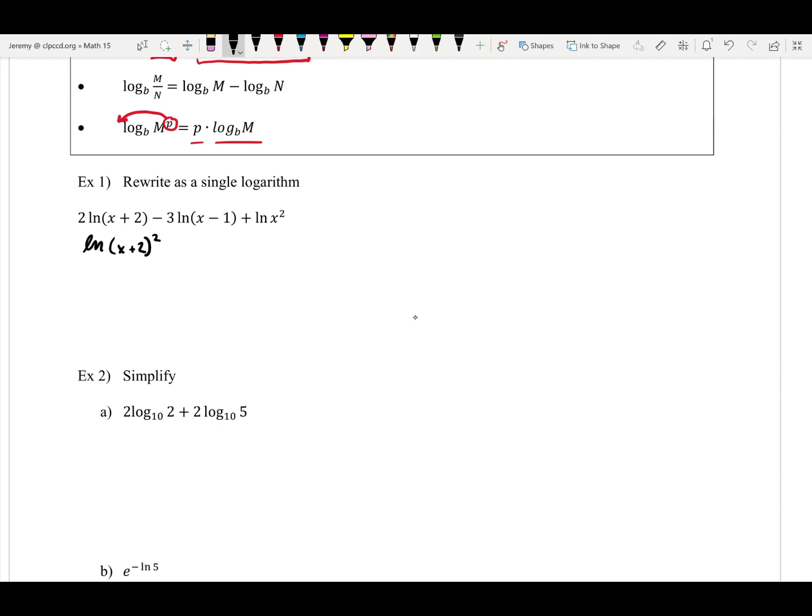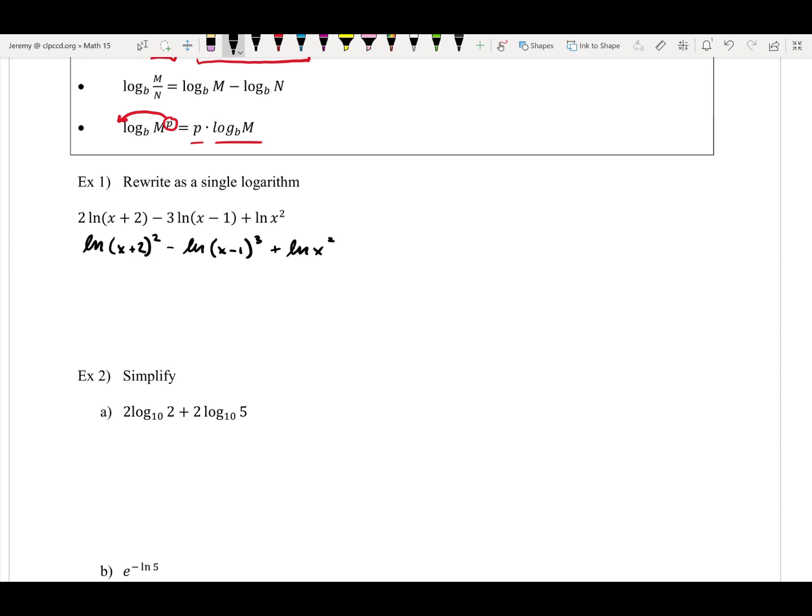And I could write this as minus the natural log of x minus 1 cubed. I also could have made that plus the natural log of x minus 1 to the negative third. So I could have brought that negative sign up there as a negative exponent if I wanted. And this last natural log of x squared is okay. I can leave it as is.